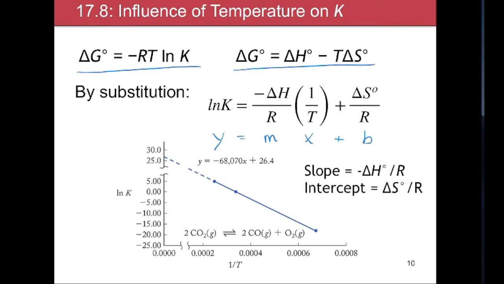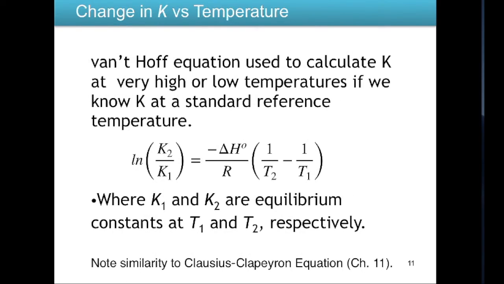So if we were to plot the natural log of the equilibrium constant versus 1 over the temperature, we would end up with a straight line where the slope is minus delta H over R, the intercept is delta S over R, and from this we could determine what the delta H of the reaction is and what the delta S of the reaction is. Now, another way we can determine what equilibrium constants are at different temperatures is to use the Van 't Hoff equation. So if we know the equilibrium constant at one temperature, we can find the equilibrium constant at another temperature. So notice that this is very similar to the Clausius-Clapeyron equation that you learned about previously.